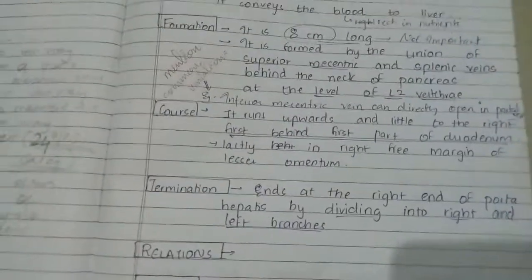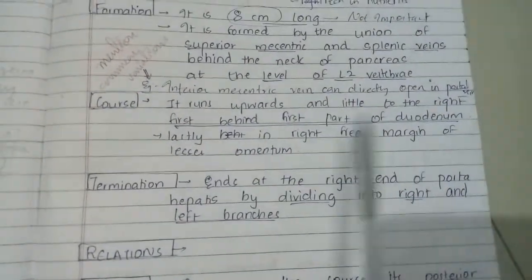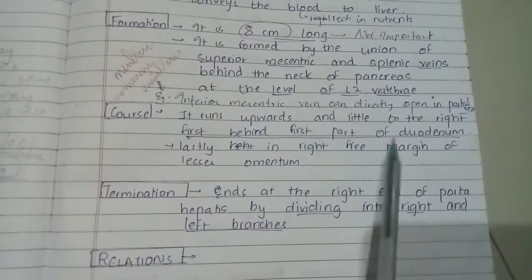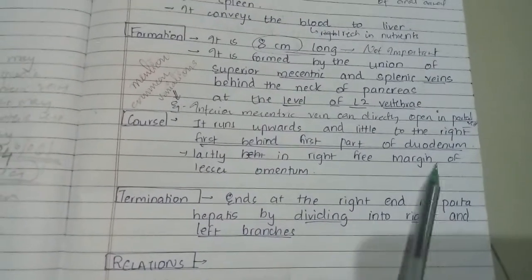Now let's see the course. It runs upwards and a little to the right, first behind the first part of duodenum, lastly in the right free margin of lesser omentum. Now this is kind of very simple.